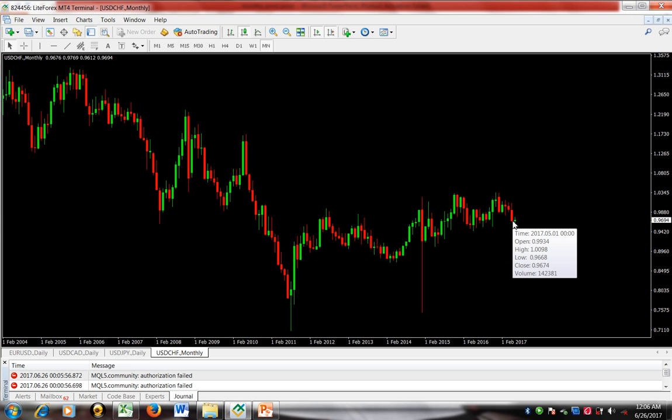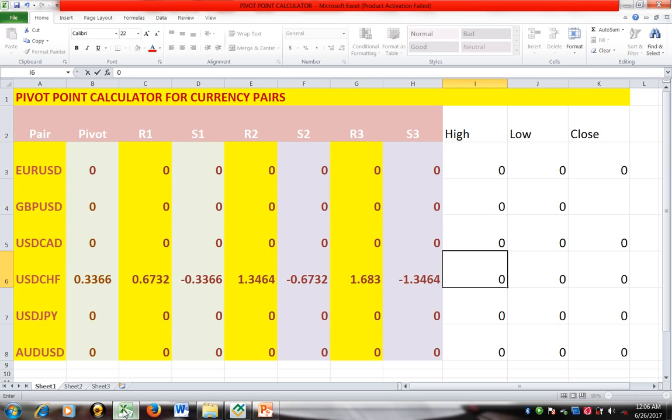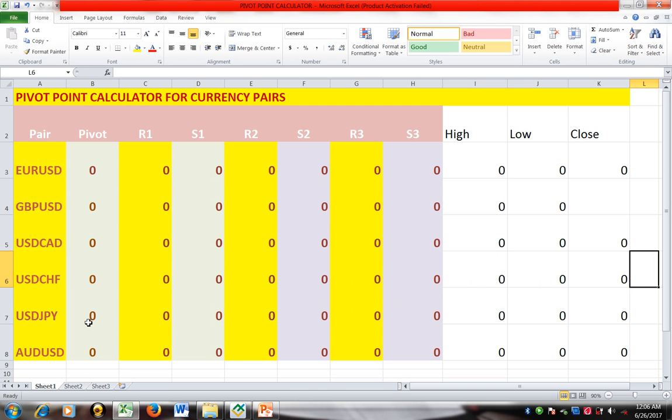What are the data that we need? We need high, low, and close. The high, as we can see, of the month of May is 1.0098. The low is 0.9668, while the close is 0.9674. So we go to the calculator. This is my calculator here. Coming to this row, you can see here, this is high, this is low, and this is close.